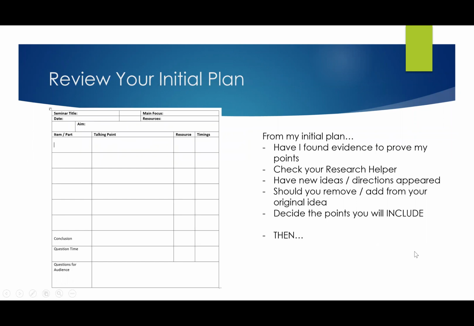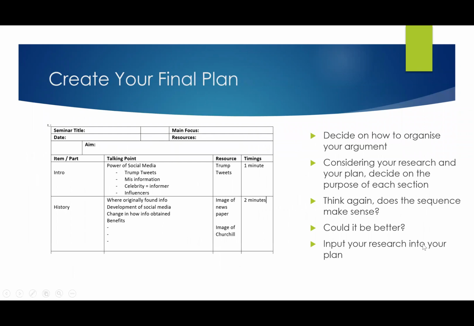What you will need to do is open up a new copy of the planning template because you will be making changes to it. So then you need to create your final plan. So decide how you're going to organise your argument. You might have changed how you'd like to organise it. Start with what you were going to have last and finish with what you were going to have first. Considering your research and your plan, decide on the purpose of each section.